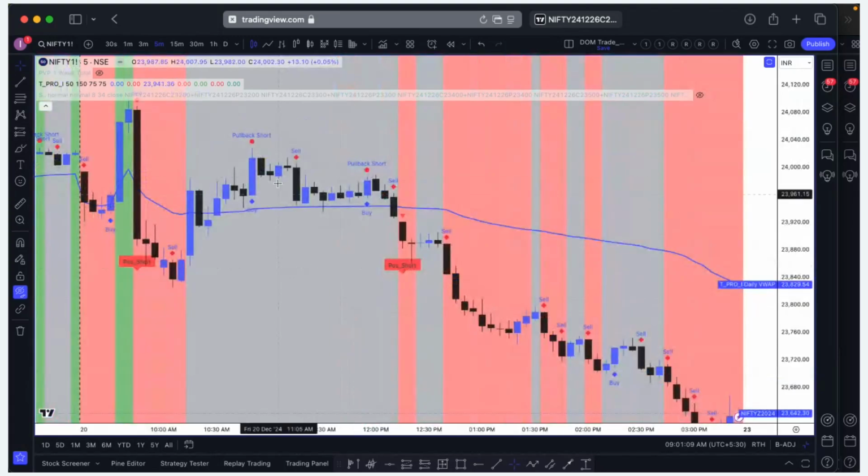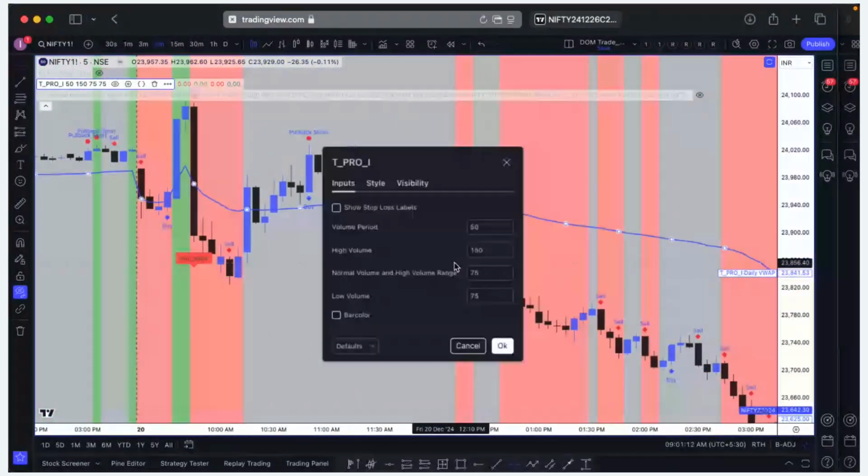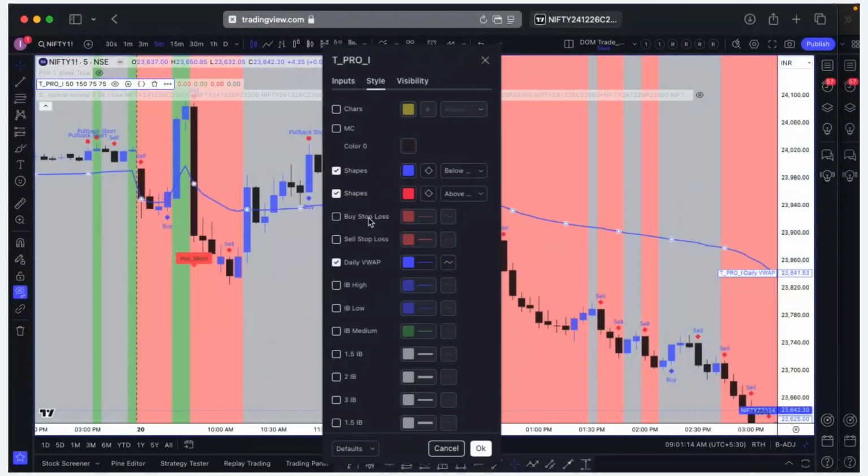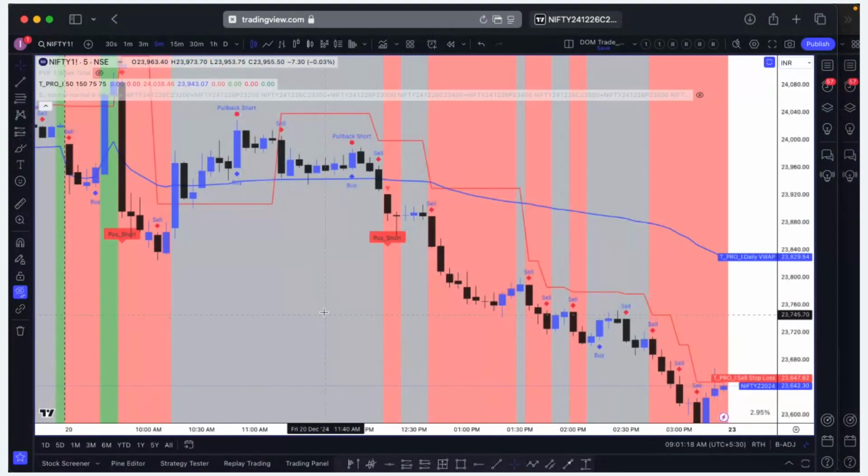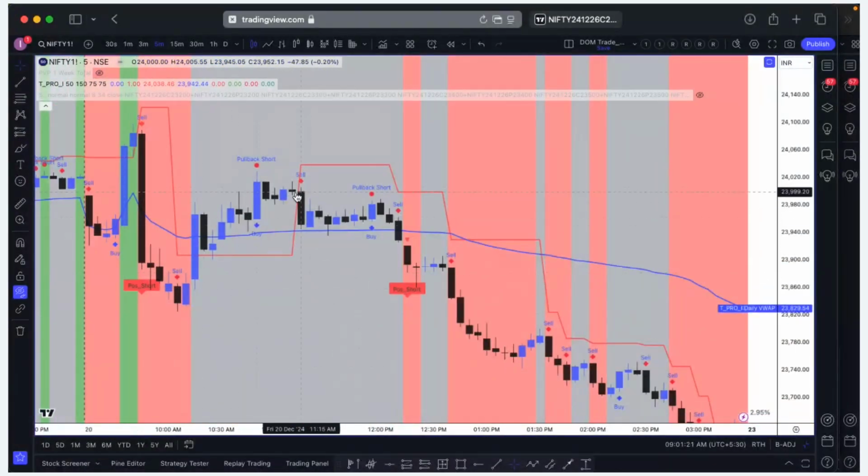You can apply that. And similarly, you have a stop loss indicator also. You can have this buy stop loss. Okay, you can have the sell stop loss. So like you feel that, okay, markets are at the resistance and you took a short trade over here, then this is your stop loss. You took a short trade over here, this is your stop loss.